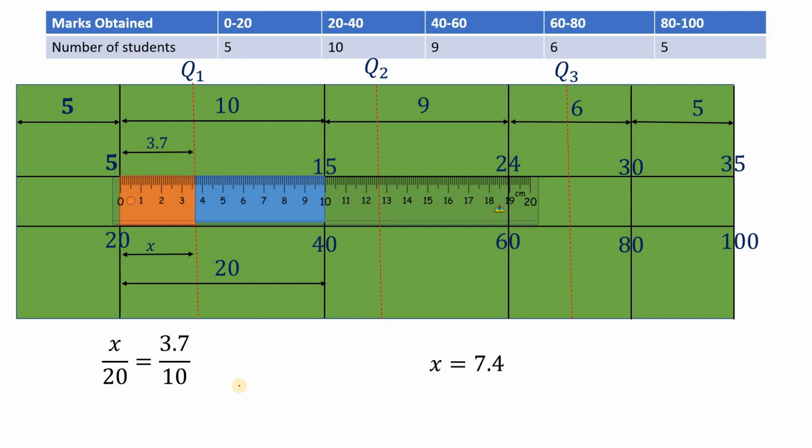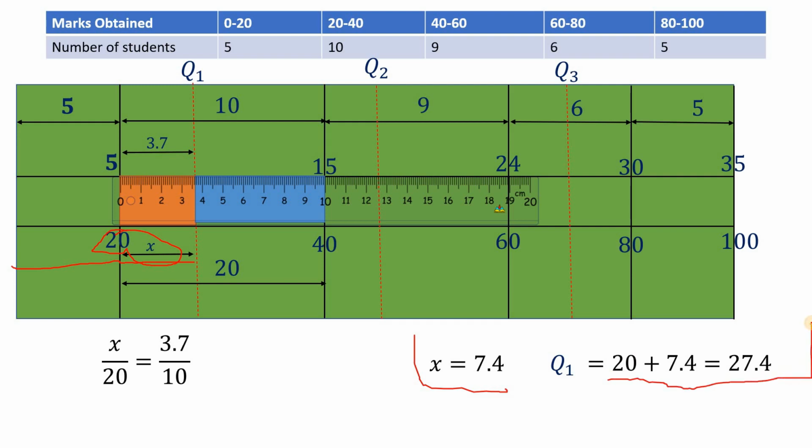So we can find the value of x to be 7.4, but this is not our actual result. To find the first quartile, we need to add this distance x to this distance, so we'll get the first quartile to be 20 plus x, or 20 plus 7.4, which is 27.4.